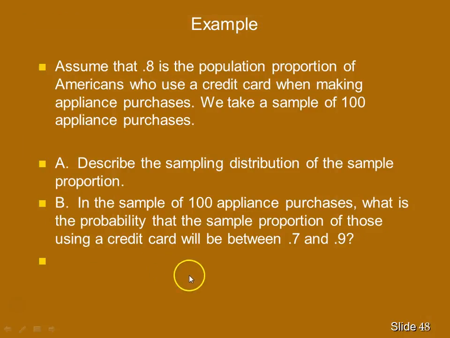Let's do a second example, very similar to the first. Assume that 0.8 is the population proportion of Americans who use a credit card when making appliance purchases. Again, we take a sample of 100 appliance purchases. Describe the sampling distribution of the sample proportion, and what's the probability that the sample proportion of those using a credit card will be between 0.7 and 0.9.